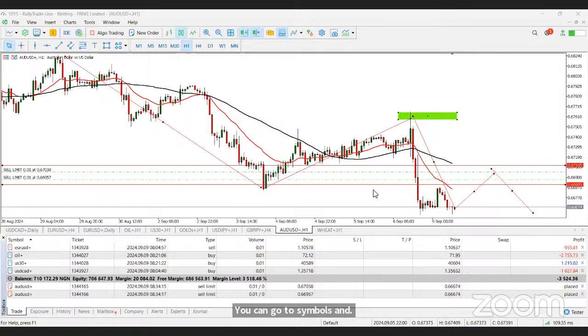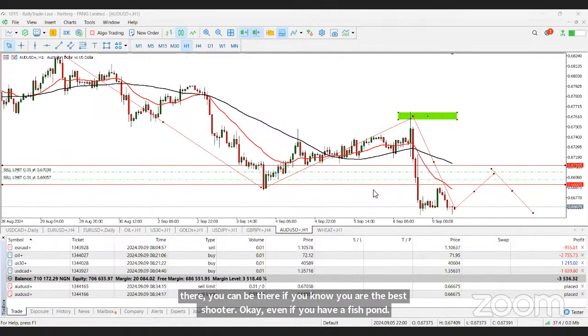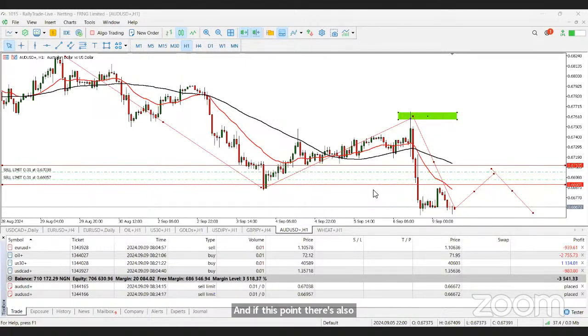Since the facility is there, you can be a tutor. There's no crime in that. If you know you are the best shooter, even if you have a fish pond, in the fish pond there's also something they call sharpshooter. I heard it from one of my cousins that used to do fish pond.